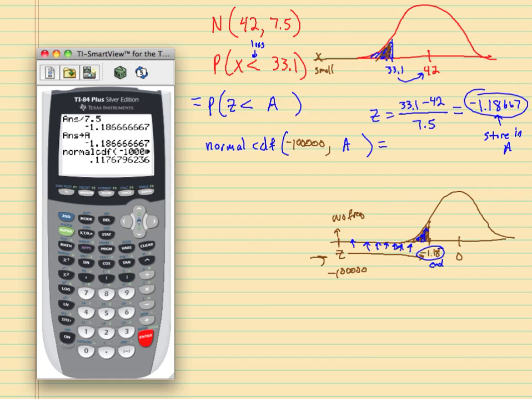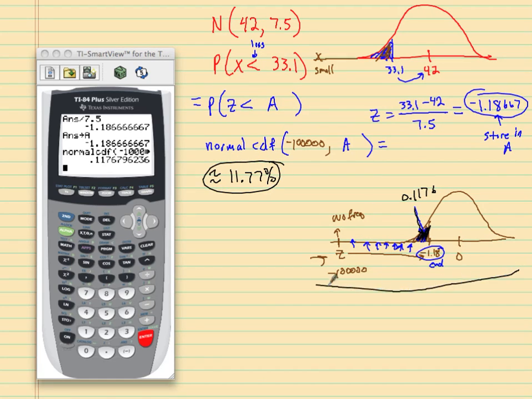In this area right here, we pick a different color. This shaded region here is almost 12%. So this is about 11.77%.